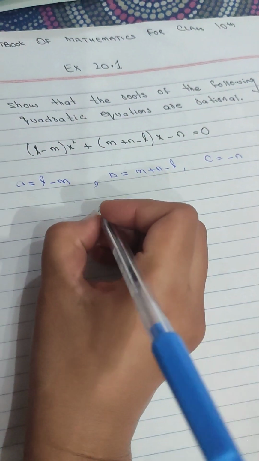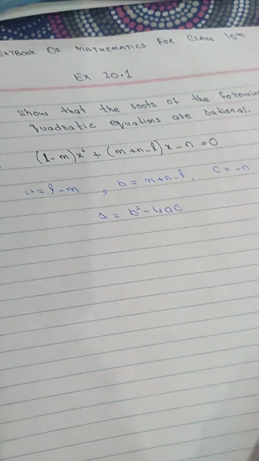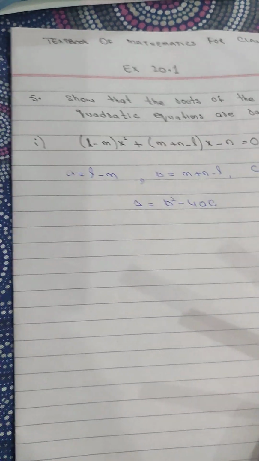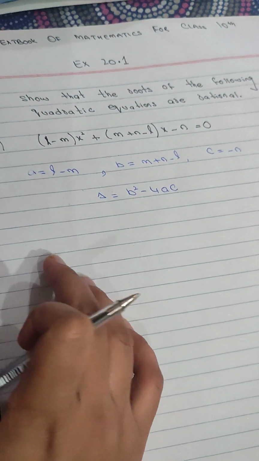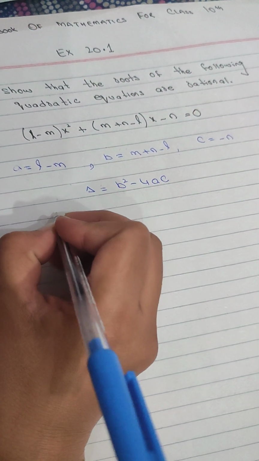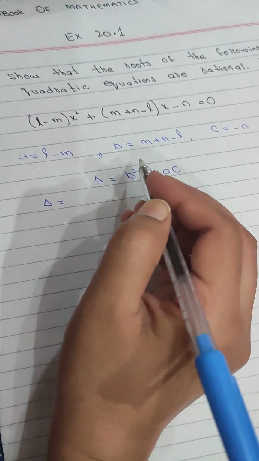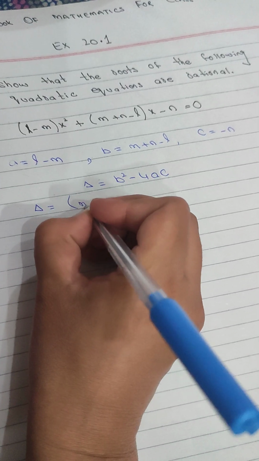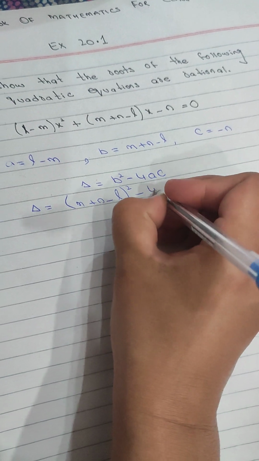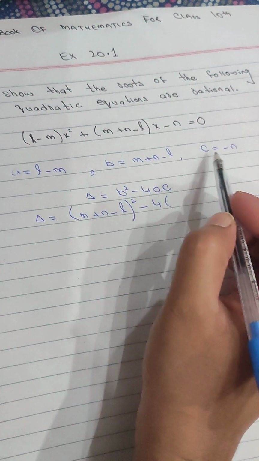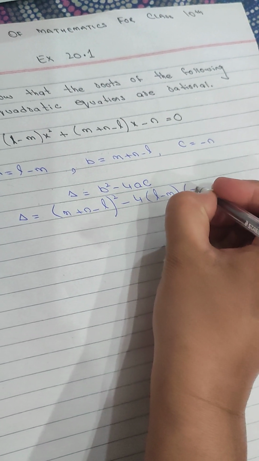So we will apply the formula, which is delta is equal to b square minus 4ac. We will put all values in this formula and we have to convert it into whole square. If it is possible, then we will prove that the given condition that the roots are rational. So let's start. B square, b is m plus n minus L, so let's put it m plus n minus L, and whole square minus 4a is L minus m and C is minus n.